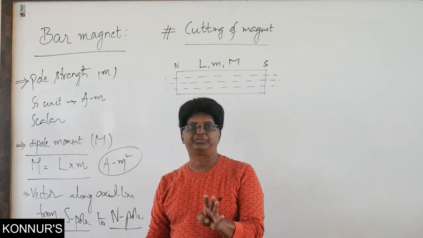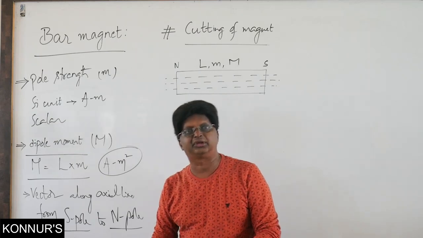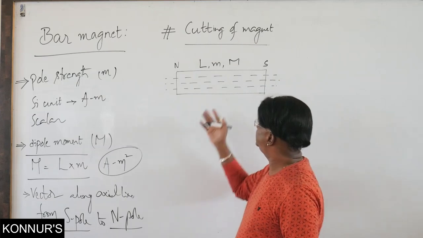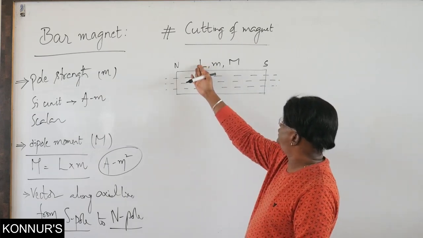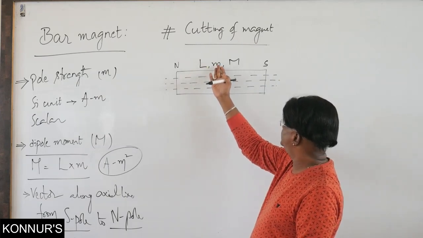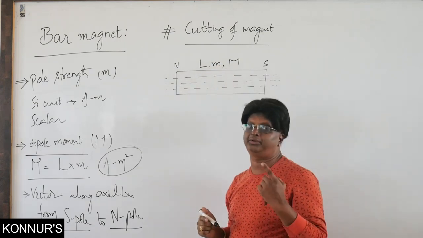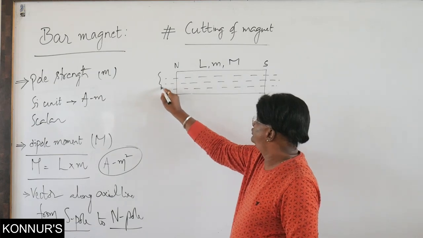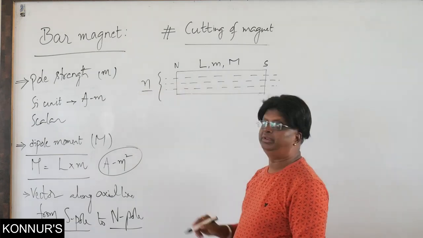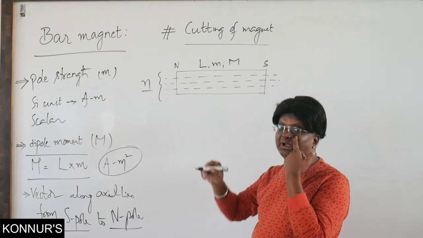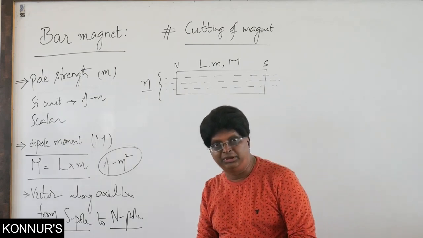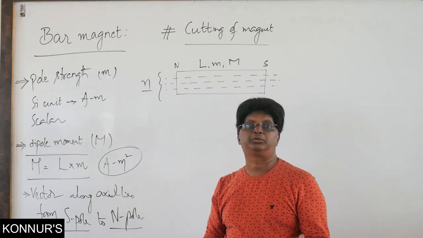Now let us see some 3 to 4 regular popular cases in the case of magnetic moment. First one, I have begun with cutting of a magnet. Here I have taken a magnet of length capital L, pole strength small m and dipole moment capital M. Suppose I cut it into N equal parts parallel to the axial line. Parallel to the axial line means perpendicular to the equatorial line.